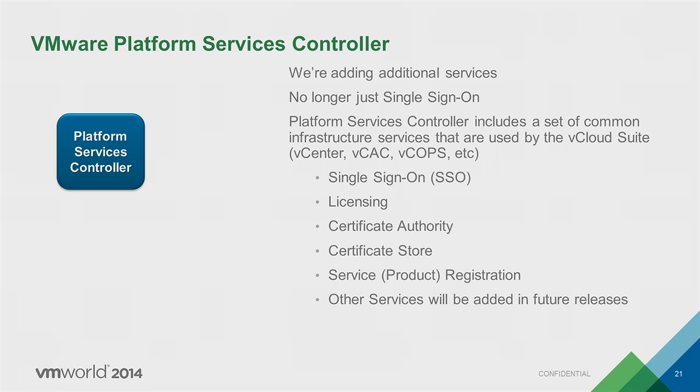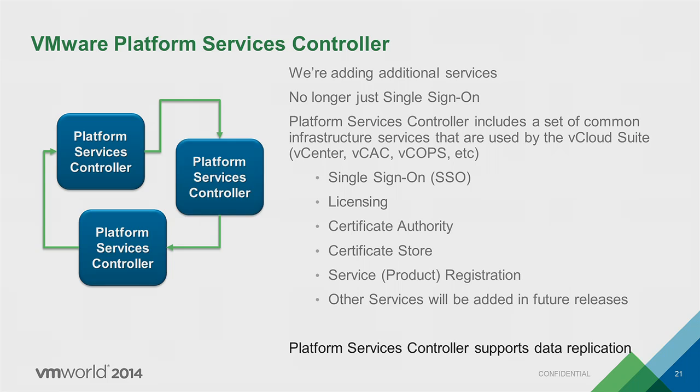Licensing. Okay? All of the products and services will start registering themselves with the platform services controller so that various different VMware products, as well as those of you using the APIs or Power CLI, will be able to query the platform services controller to get the location of where different services or products are, how they're configured, and so forth. And just like SSO, you'll be able to connect those platform services controllers together in order to replicate that data. Okay?